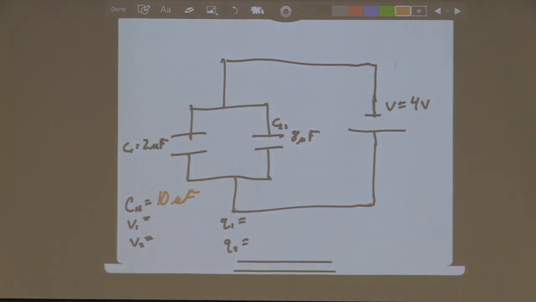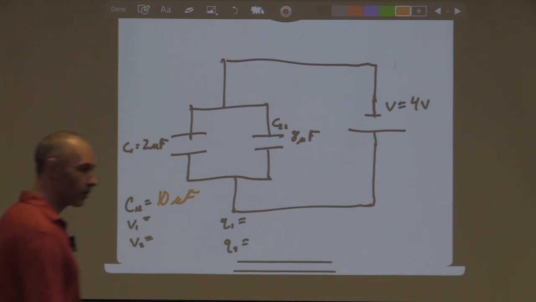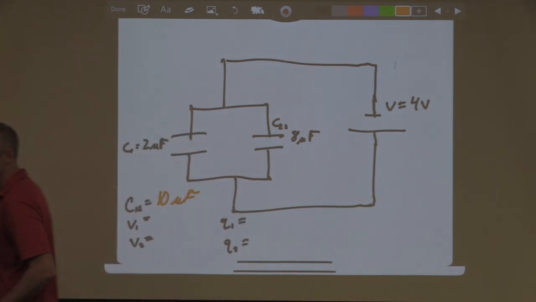All right, but we're not done yet because it asks for 4 more things. What are those 4 things? The voltage and the charge on each capacitor. How might we go about finding that? I'm going to write that up there at the top so I have it as a reference. C equals Q over V. I know C equals Q over V. I know C. Is there anything else that I know because I know they're in parallel with each other?